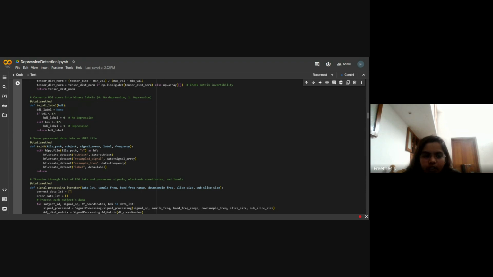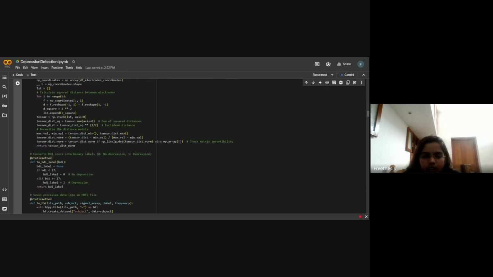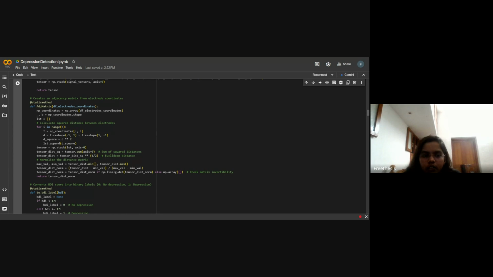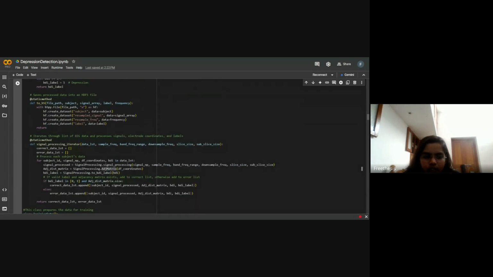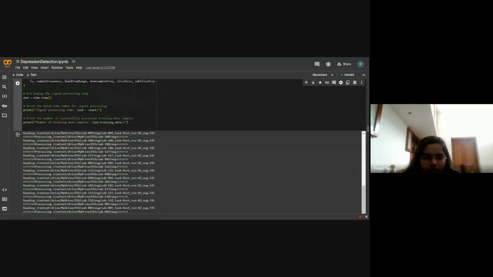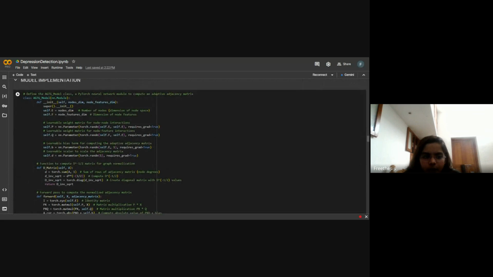If the score is less than 17, they have no depression, and greater than or equal to 17, they are having depression. So labels are assigned, and we also generate the adjacency matrix for each subject by calculating the Euclidean distance as discussed by Sir, and then we apply normalization techniques and store that in the form of a tensor. So we get the signal, the label, and also the adjacency matrices for each subject. After that, we'll be going into the implementation of the paper.